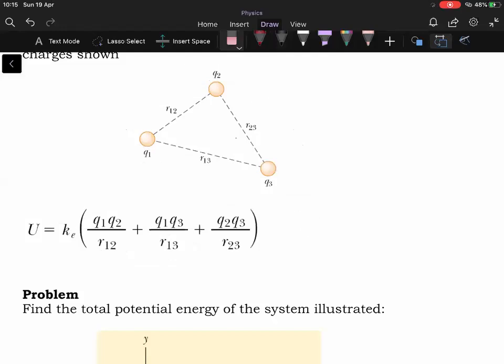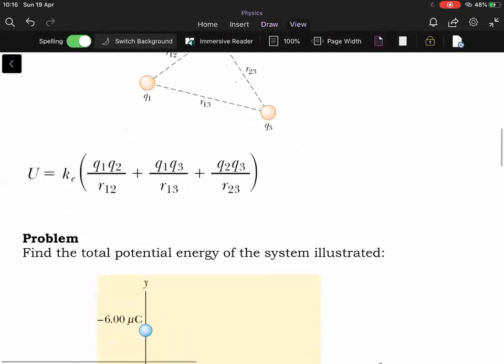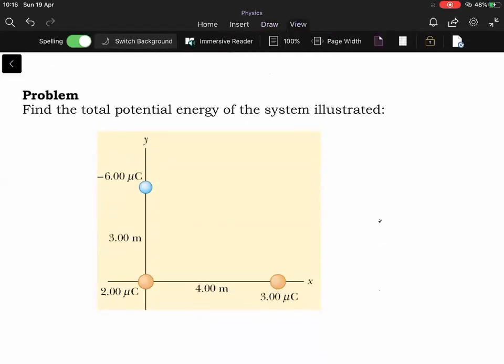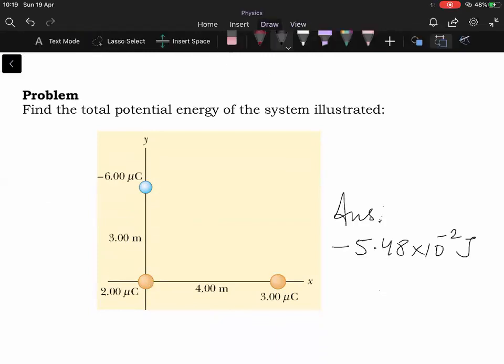Okay, now based on this, you try this problem. This is the extension of what we did in the last slide. So again, you have three charges. So there will be three pairs: 1, 2, then 2, 3, and then 1, 3. For each pair, you will calculate the potential energy term and then add it up. That is the total potential energy of the system.